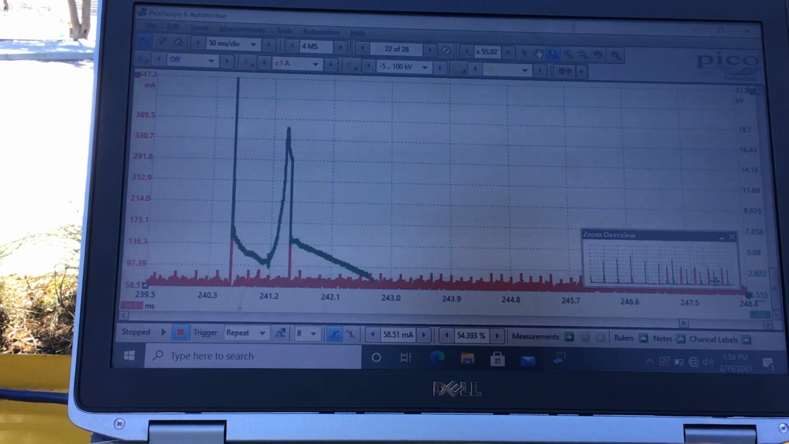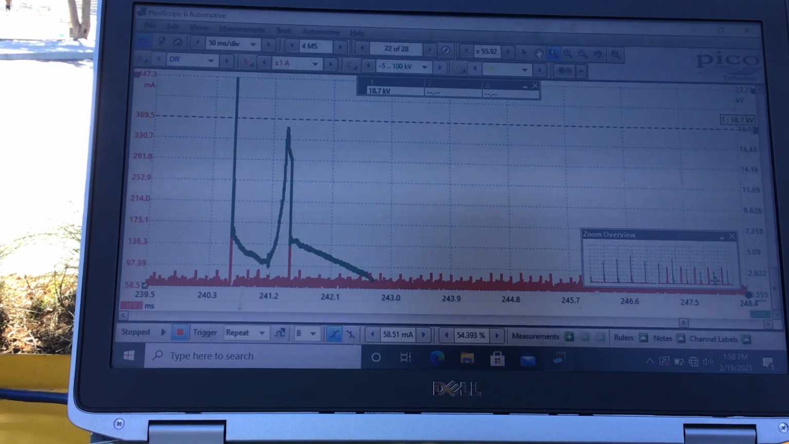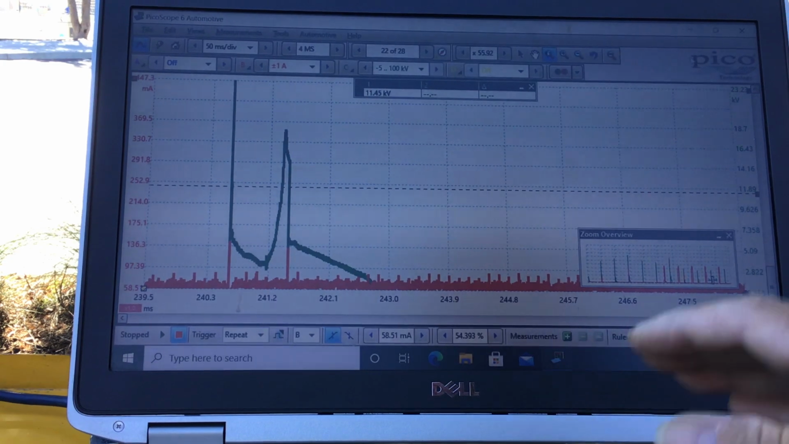Anyway, this one may look a little better. What's that kV going to? That one's pretty high. It may be recovering.